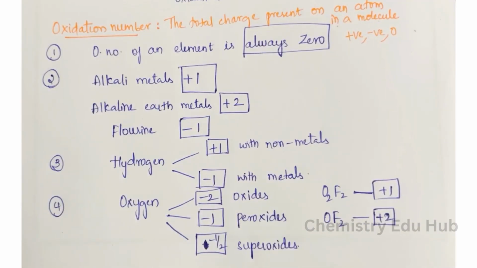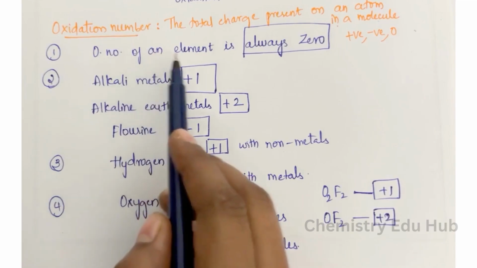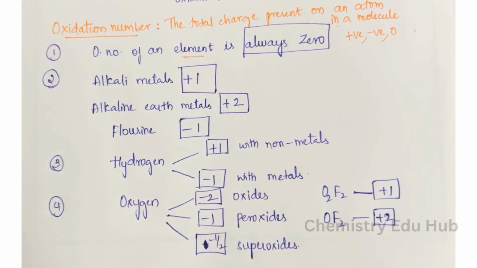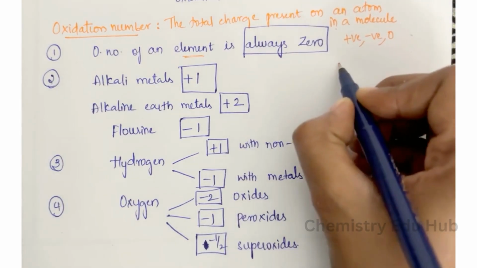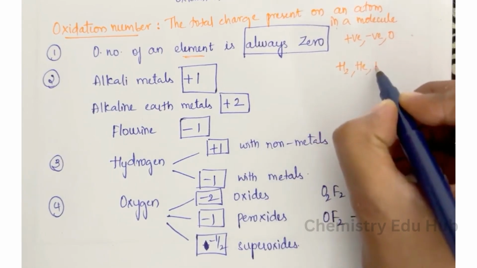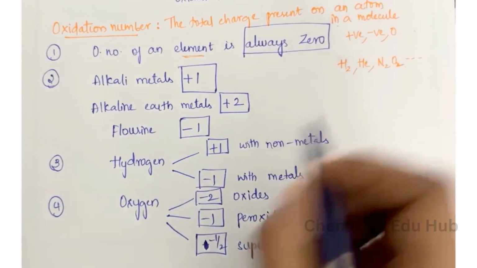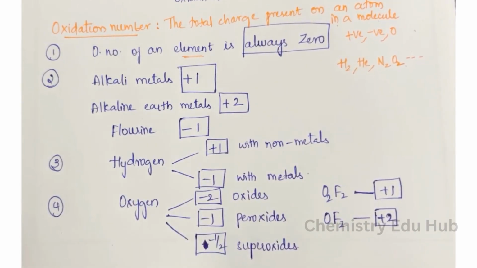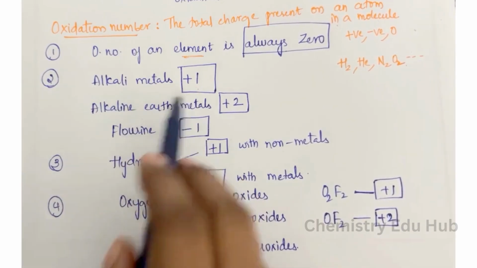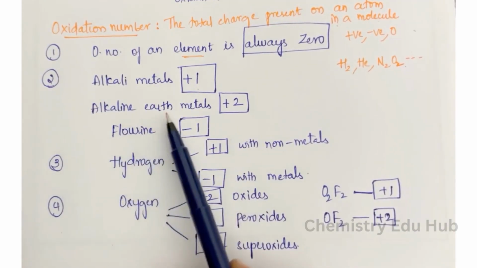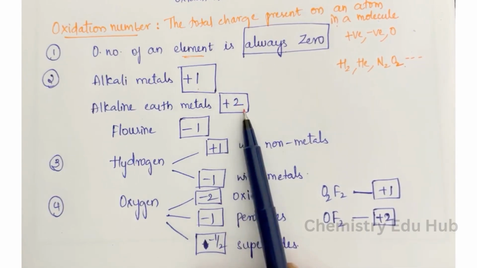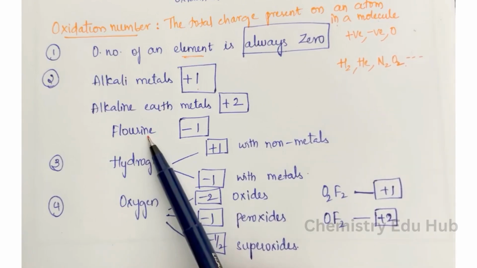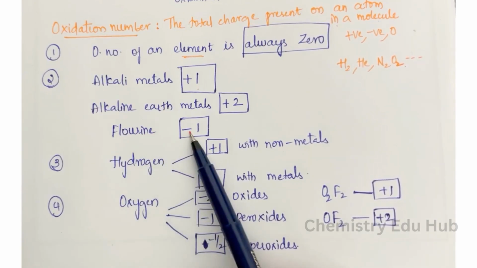To calculate oxidation number, we need to know certain fixed oxidation numbers of few elements. So oxidation number of any element in its free state is always said to be 0. For example, the oxidation number of hydrogen, helium in any uncombined state like H2, He, N2, O2, etc. In all these cases, you see the oxidation number is always 0. Alkali metals will always have the oxidation number +1. Alkaline earth metals will always have the oxidation number +2. Fluorine is the most electronegative element. It will always show -1 oxidation state.